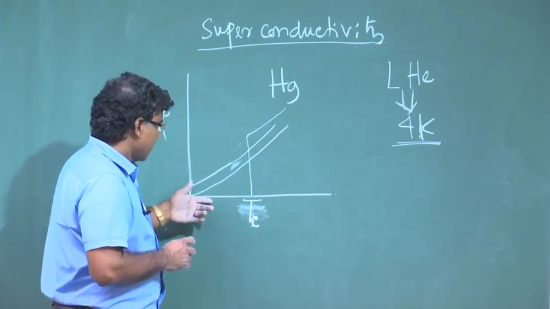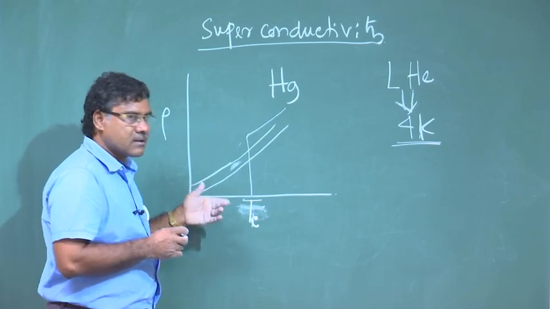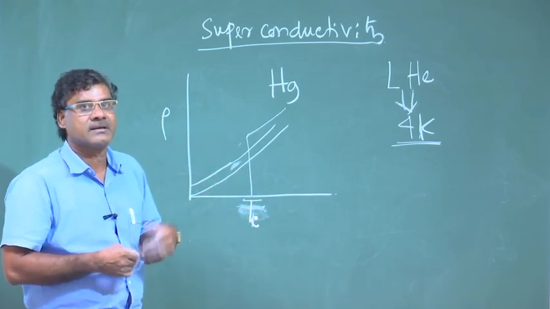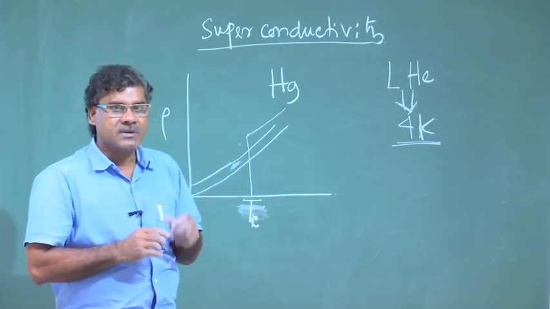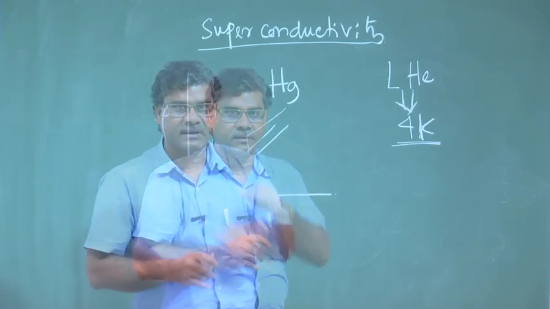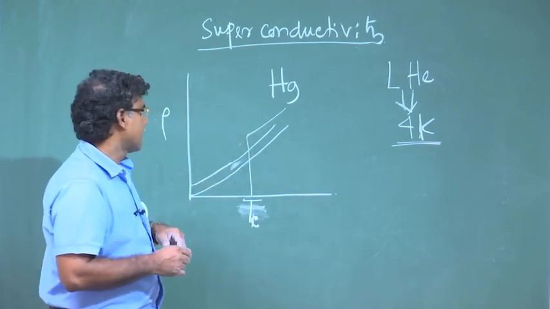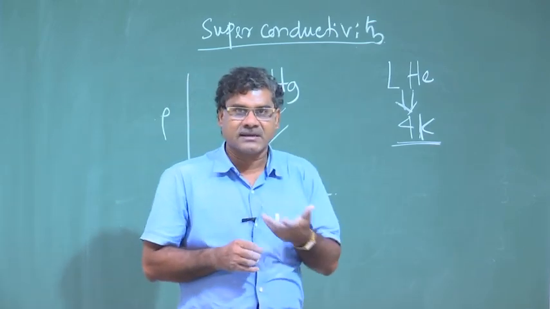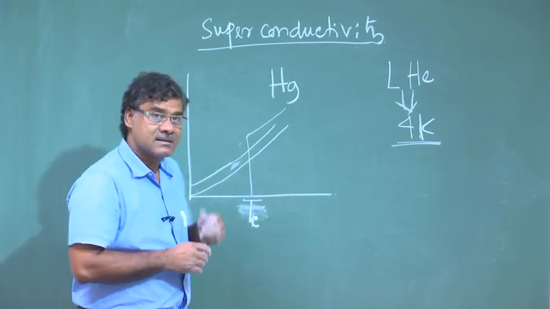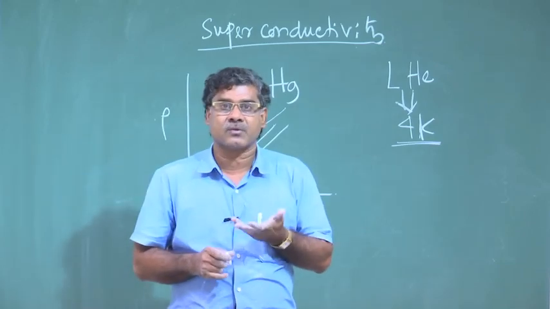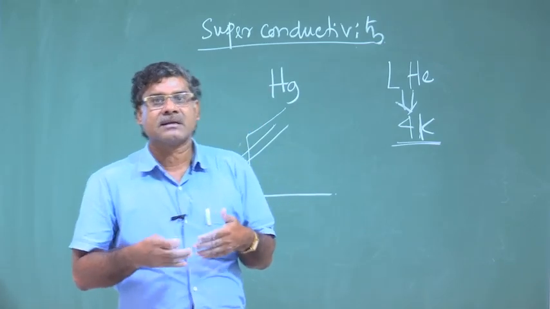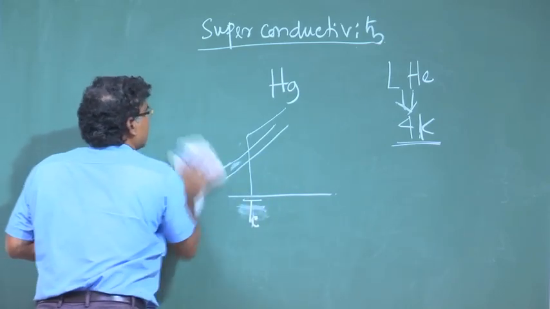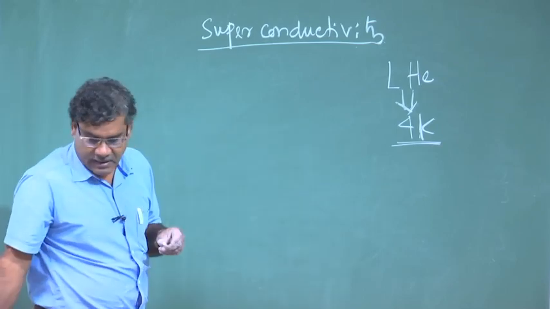But it is not the only condition that when resistivity is 0, then it is a superconductor. The most important property of a superconductor, I think its more authentic characteristic, is the magnetic property of the superconductor. Superconductor is a diamagnetic.